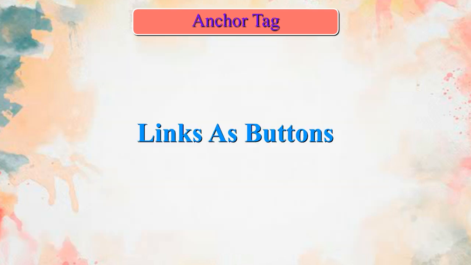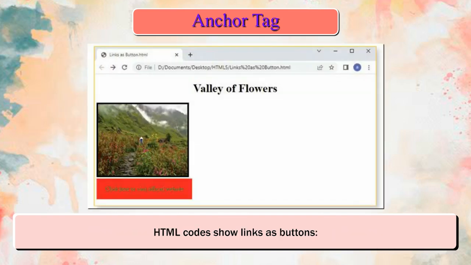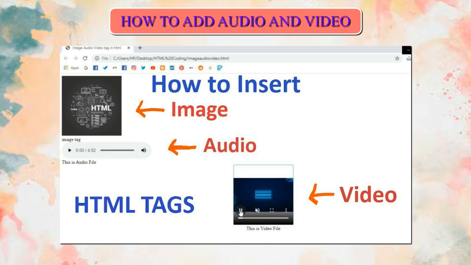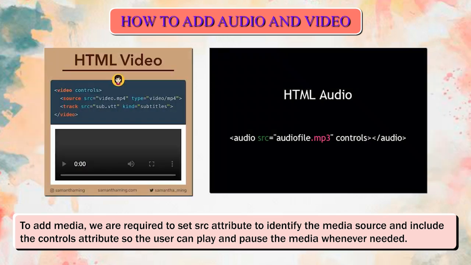Links as buttons. You can use various CSS properties to display links as buttons. HTML codes show links as buttons. How to add audio and video. We can add media to a website by using the HTML5 audio and video tags. To add media, we are required to set src attribute to identify the media source and include the controls attribute so the user can play and pause the media whenever needed.